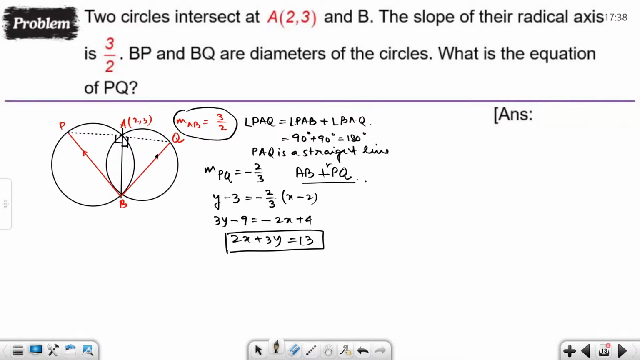Is it clear to all of you? Have you understood this? Okay, let me reveal the answer. Yes. Let's move to the next problem.